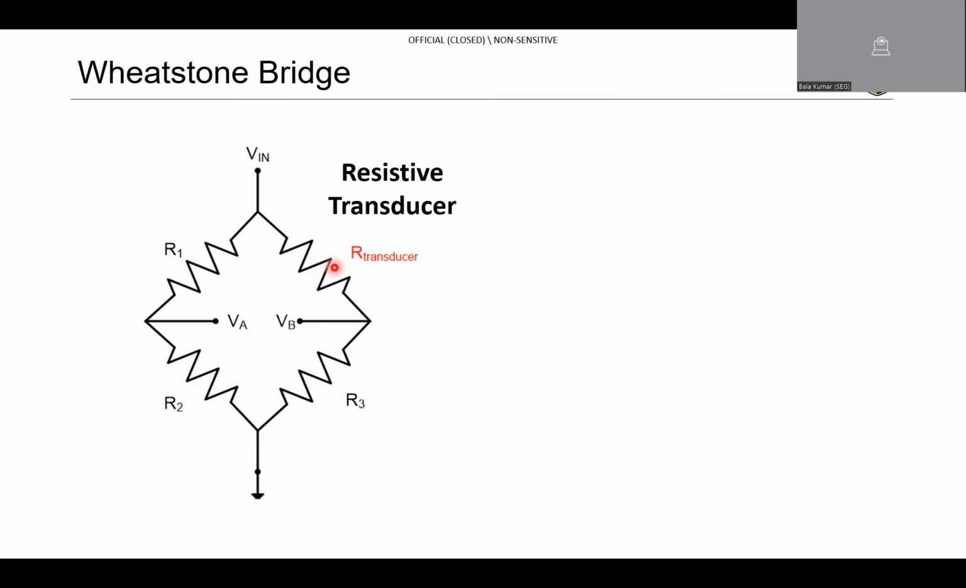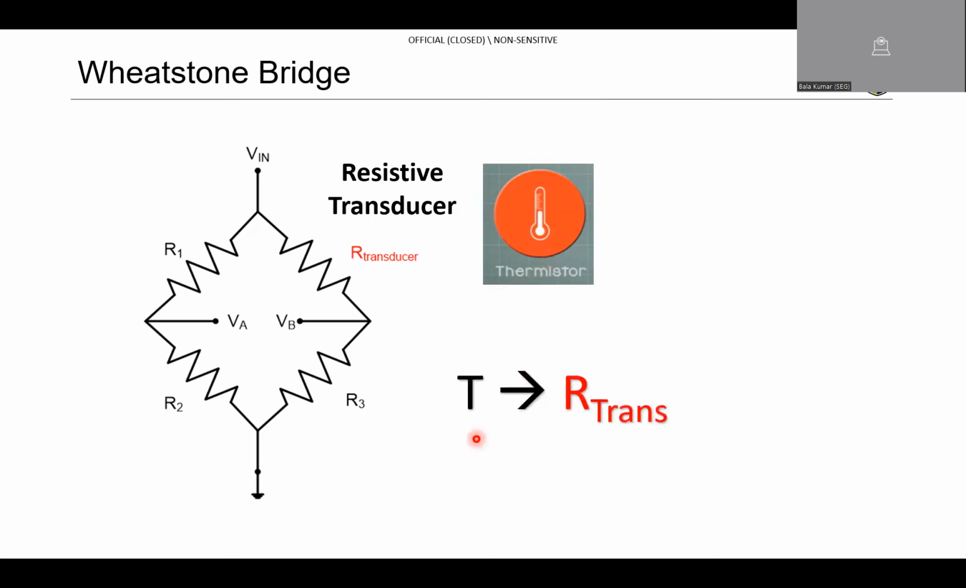An example of a resistive transducer is a thermistor. A thermistor measures temperature. When the temperature changes, the resistance of the thermistor will change. And when this resistance changes, it will affect the VBA, and VBA will change. So by using the Wheatstone Bridge, we are able to determine the temperature by measuring the VBA.